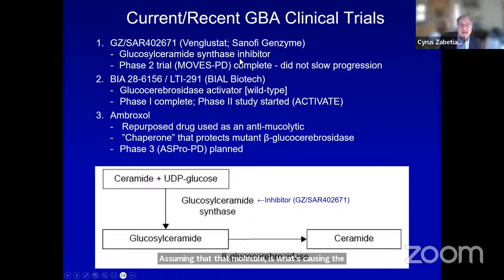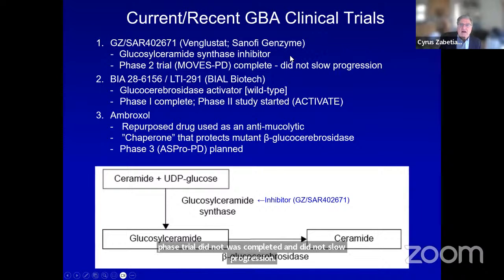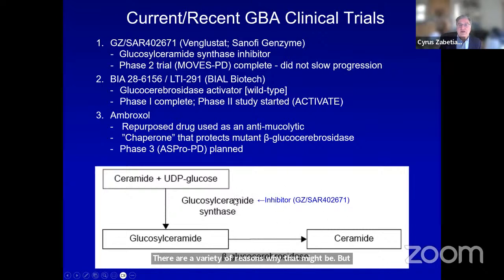So there was a study that was launched by Sanofi, the MOVES PD study. That trial, that second phase trial, was completed and did not slow progression. There are a variety of reasons why that might be, but it very well may be that targeting one area of this pathway might not be effective, whereas targeting another might be effective.